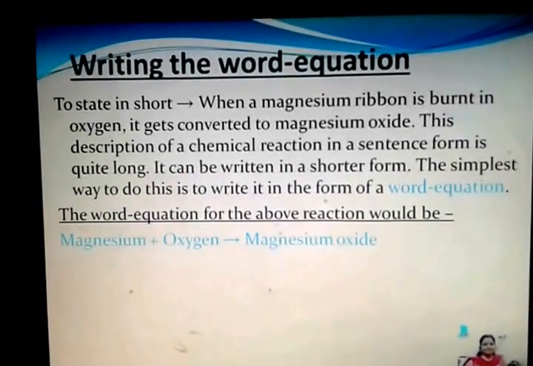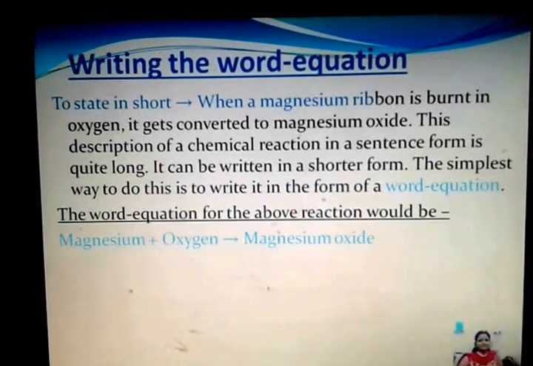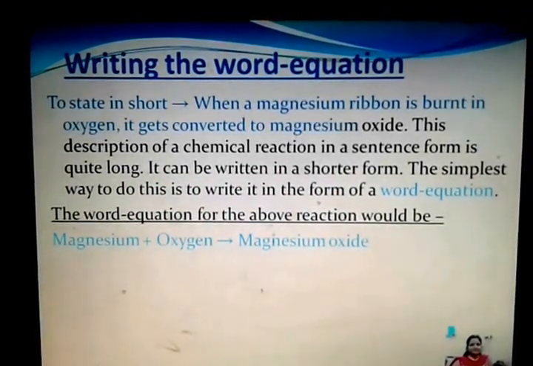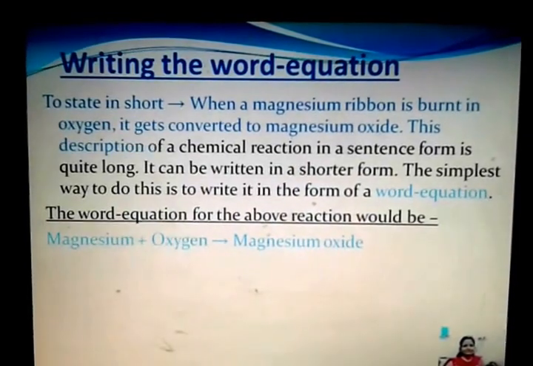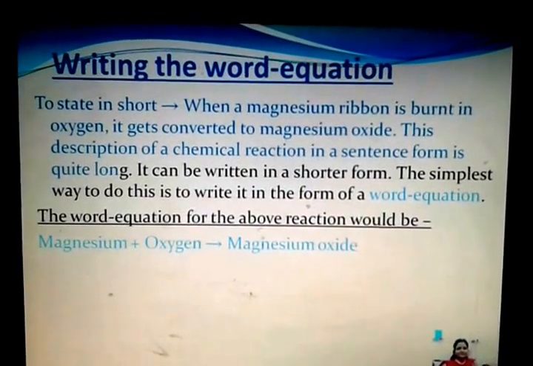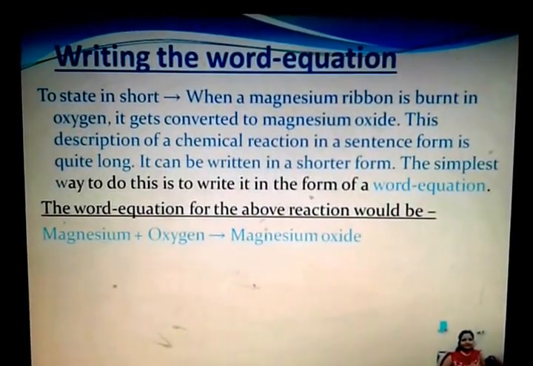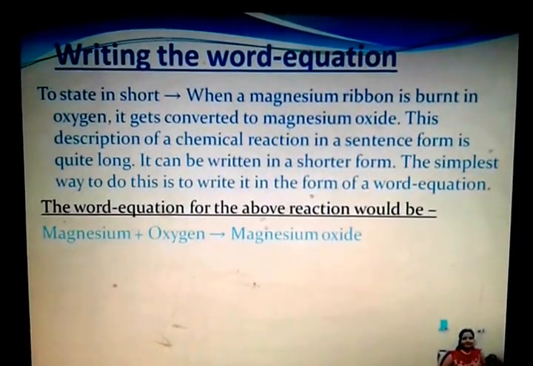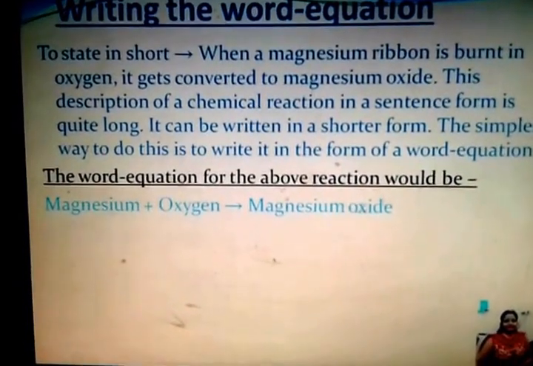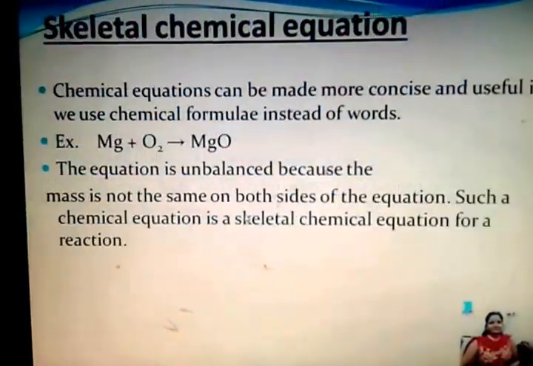Writing the word equation. To state in short, when a magnesium ribbon is burnt in oxygen, it gets converted to magnesium oxide. This description of a chemical reaction in sentence form is quite long. It can be written in a shorter form. The simplest way to do this is to write it in the form of a word equation. The word equation for the above reaction would be: magnesium plus oxygen gives magnesium oxide.